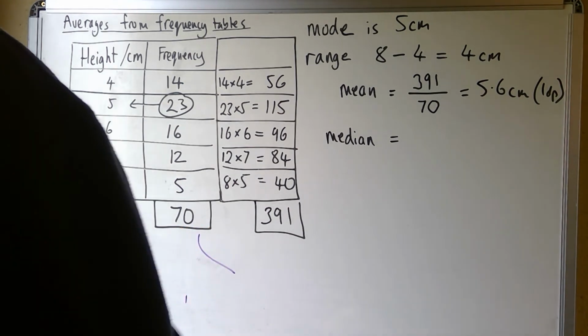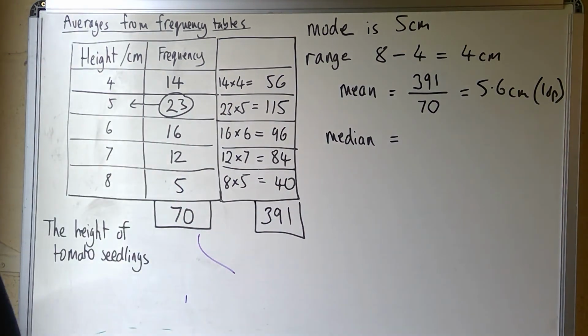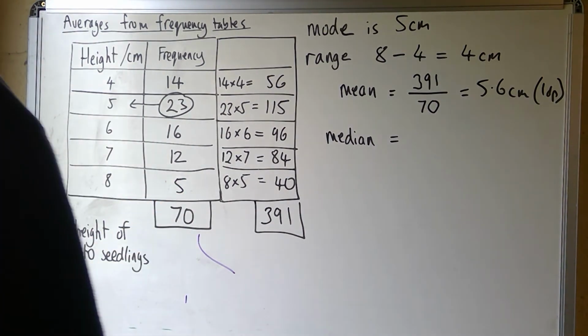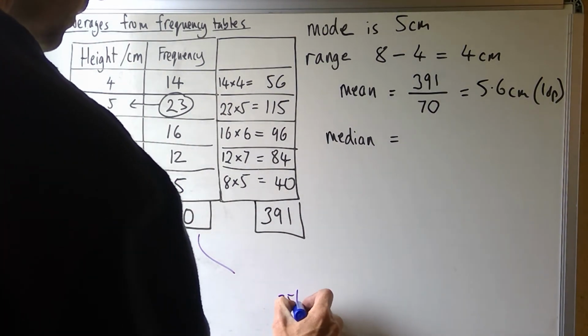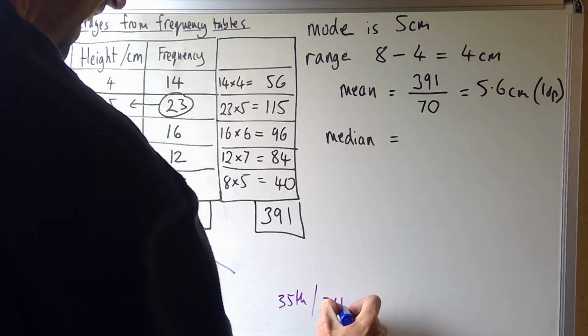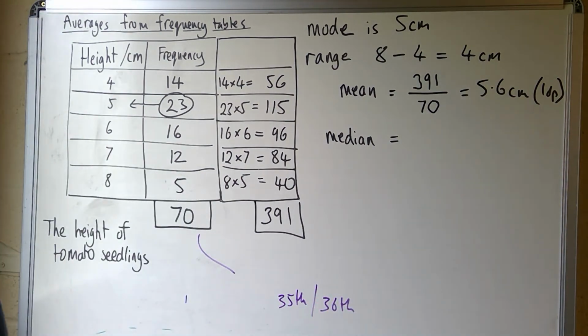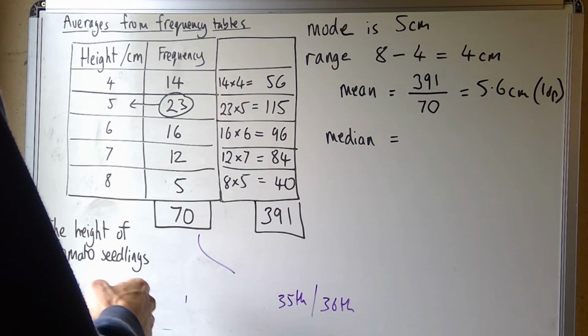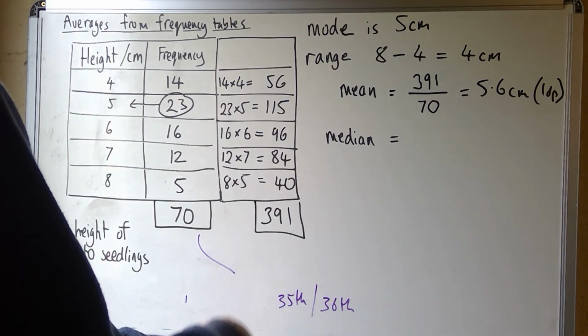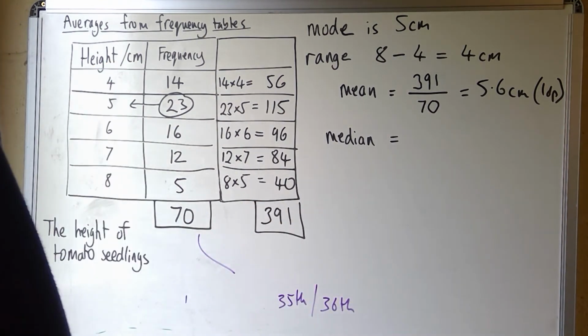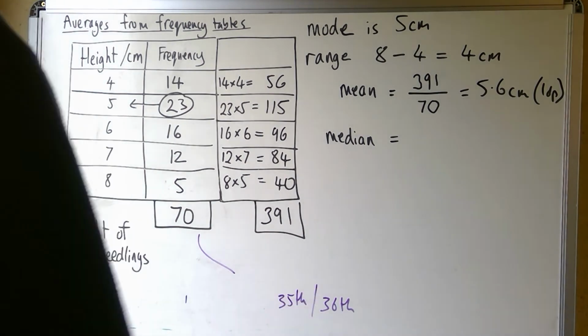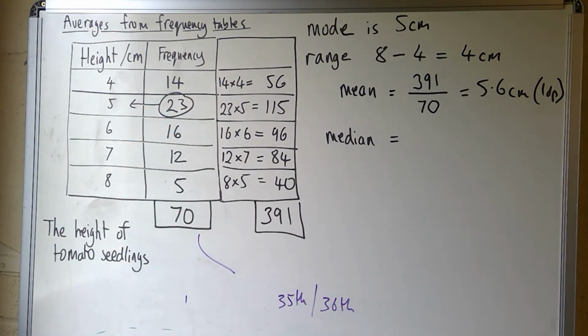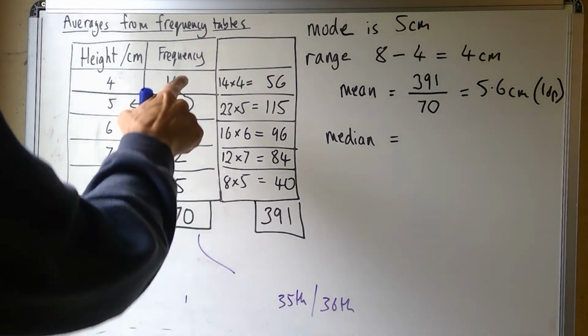So if I put these plants in order, 1 to 70, the middle plant, because it's an even number, would actually be the 35th and the 36th plant. Those would be the middle ones if I laid them all out in order: all the 4 centimeter ones, then all the 5 centimeter ones, and so on. So what I can do is look at this frequency column and use what we call the cumulative frequency. I'm going to write this in here.